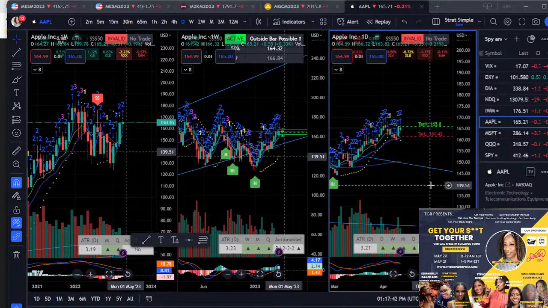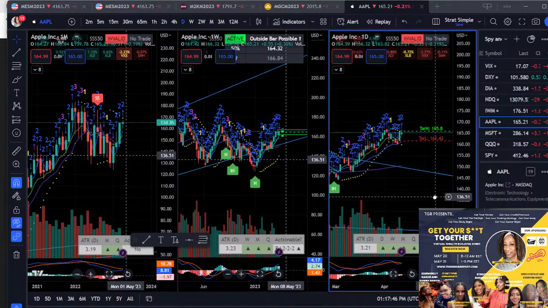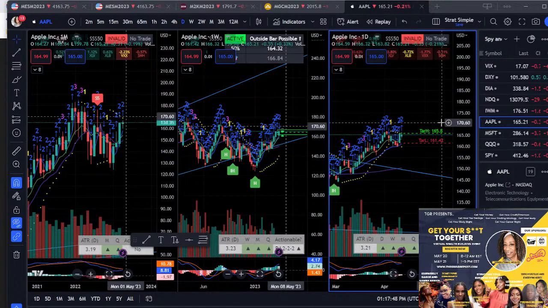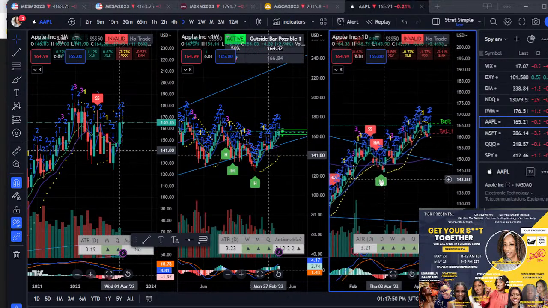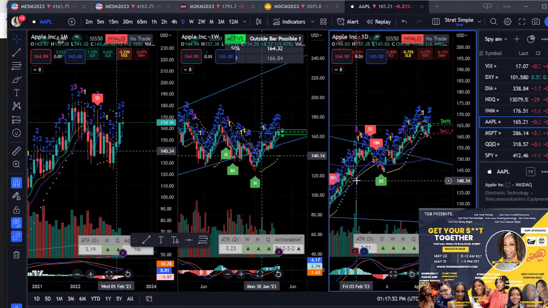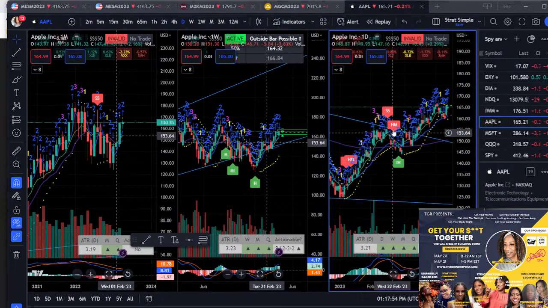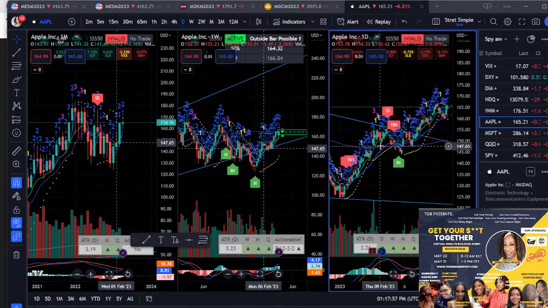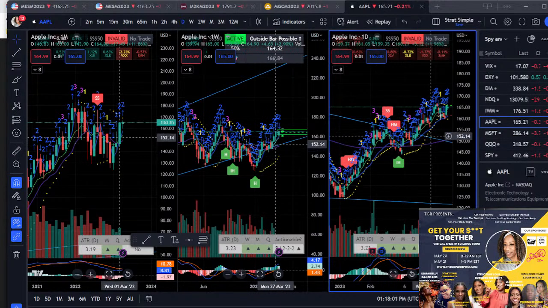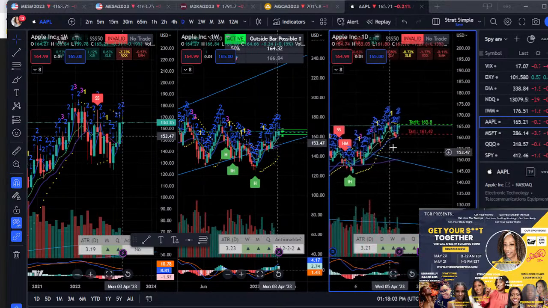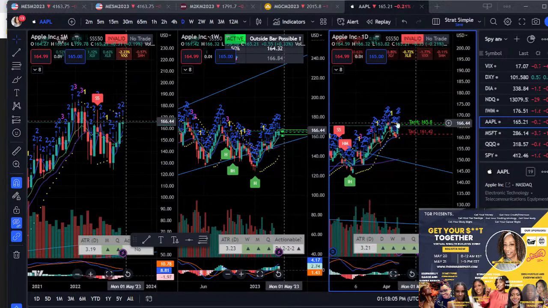Earnings is like 2 weeks, 3 weeks, beginning of May. So we shall see how it acts. The last time it did the same thing, it kind of ran up until earnings, and then consolidated, fell, and then kept on going. So I have to see if it's going to continue that same strength.